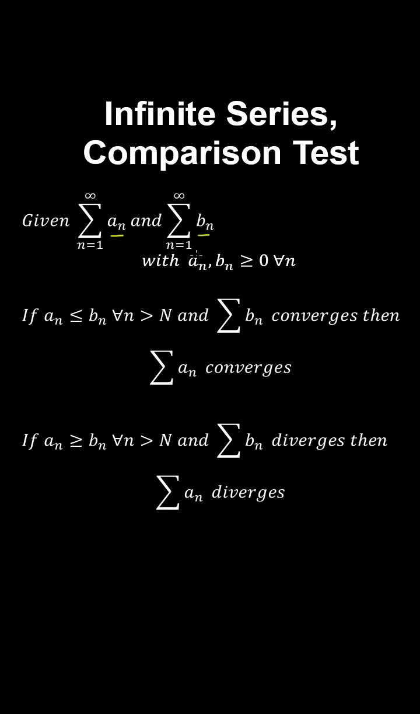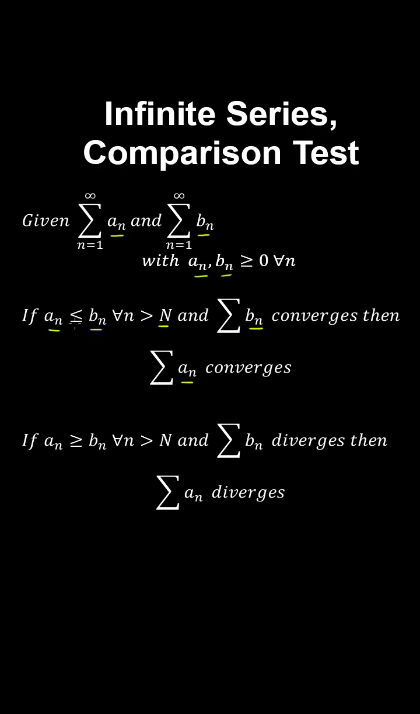The comparison test can be used to determine if an infinite series an converges by comparing it against another series bn whose convergence is known. For example, the geometric and harmonic p series are typically used to compare against in this test. Given that all the terms in this series are positive, if all the terms in series A are smaller than or equal to all the terms in series B, for all n greater than some integer, and Bn converges, then An also converges.